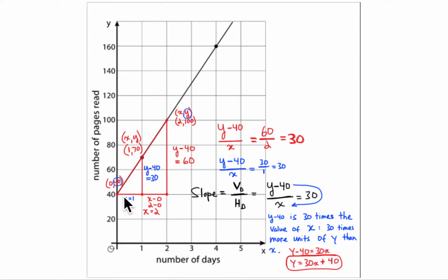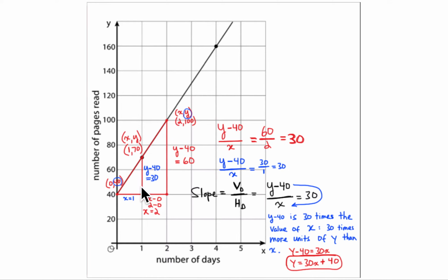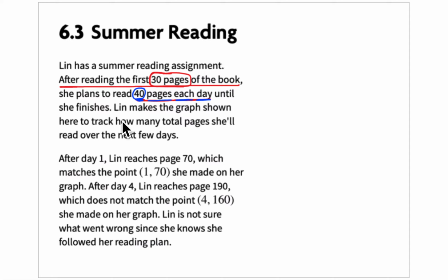Or I'm sorry, before she started keeping track of her information. But it says that she read 30 pages and then started her graph. And it also says that she read 40 pages each day. But she graphed it as reading 30 pages each day. That slope was 30. That's the number of pages each day. So one day, 30 pages. Second day, 30 pages. Third day, 30 pages. Fourth day, 30 pages. But the text says that she read 40 pages each day. So there's the difference right there.